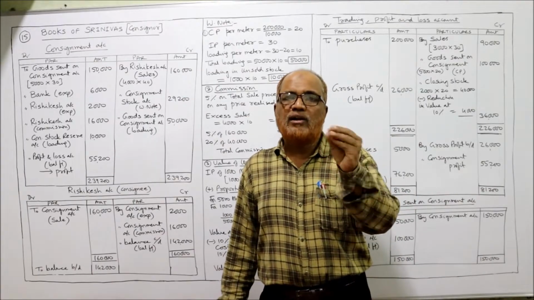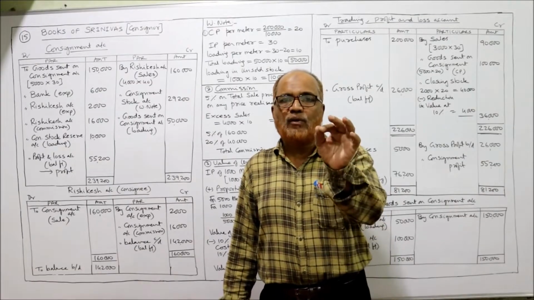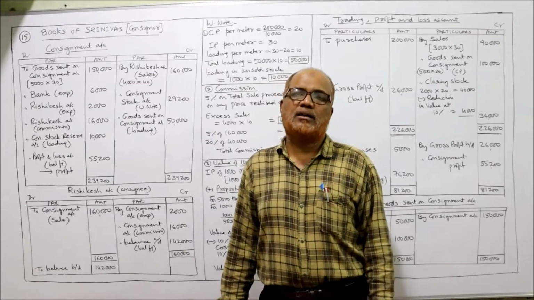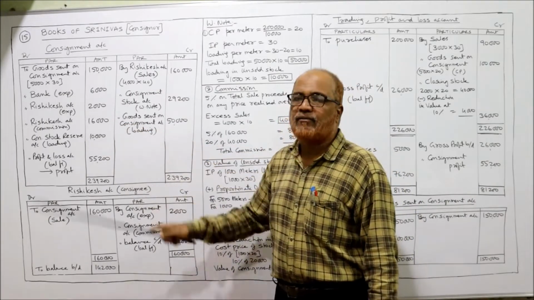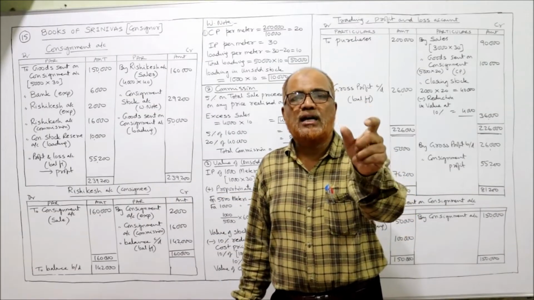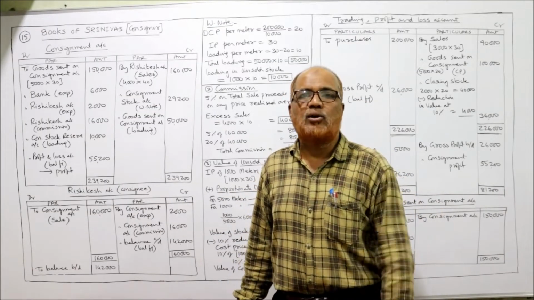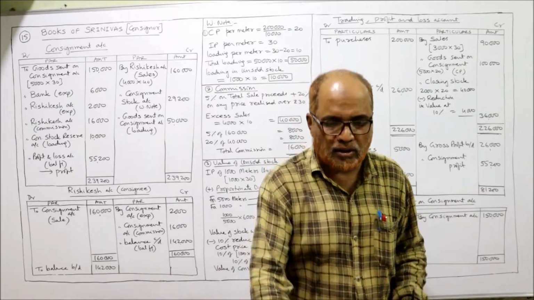5,000 meters. At what invoice price? 30 rupees is the invoice price. So 5,000 into 30, 1,50,000. What is the entry when goods are sent on consignment? Consignment account debit to goods sent on consignment.